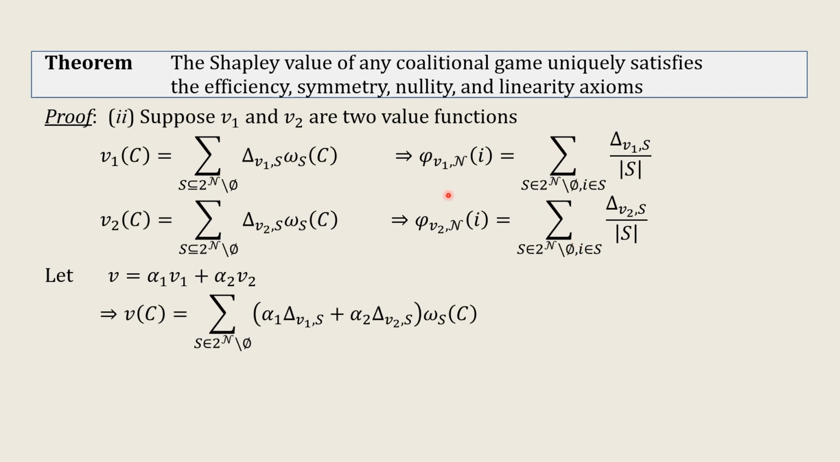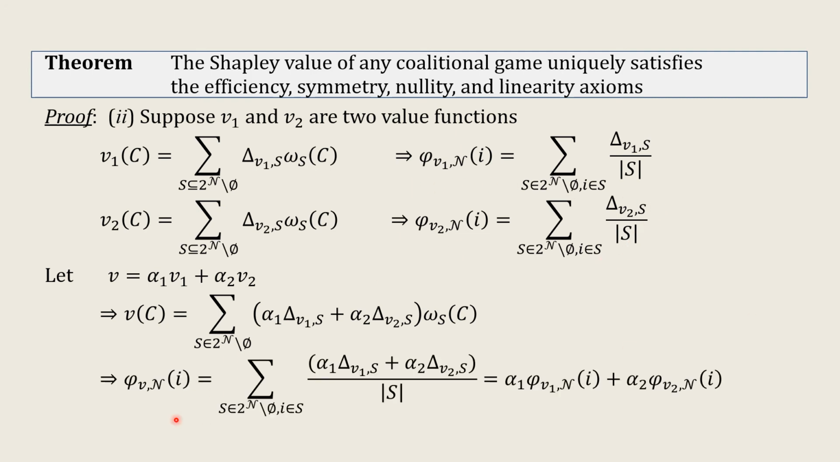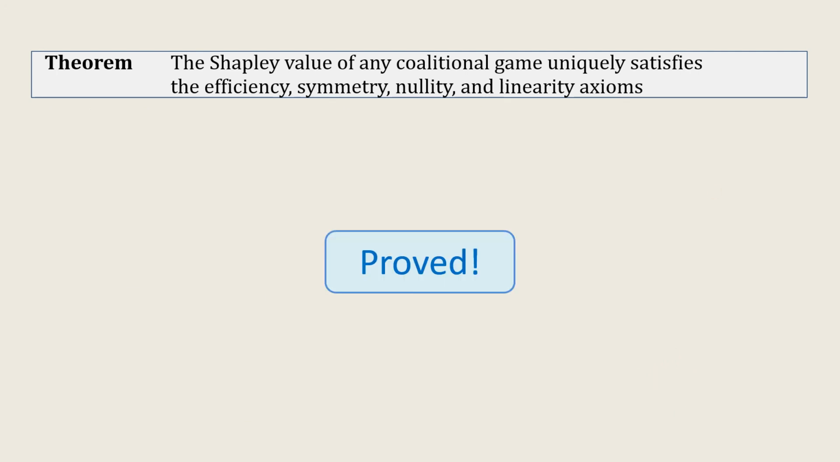Now we've also seen that corresponding to v1, the Shapley value is expressed in this manner, and likewise for v2, this is the Shapley value. Therefore, the Shapley value of v, which is the linear combination, is equal to this expression here, where I've directly substituted this and this here, and this is equal to alpha 1 times the Shapley value of v1 plus alpha 2 times the Shapley value of v2. Proved.